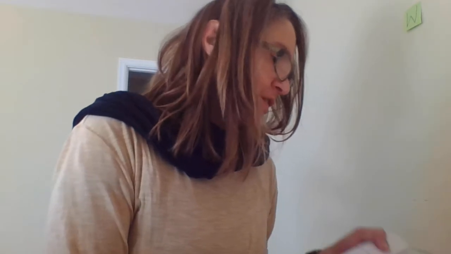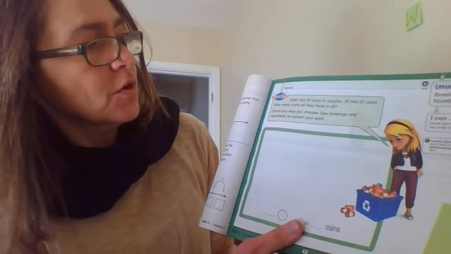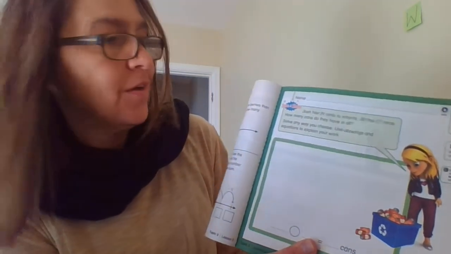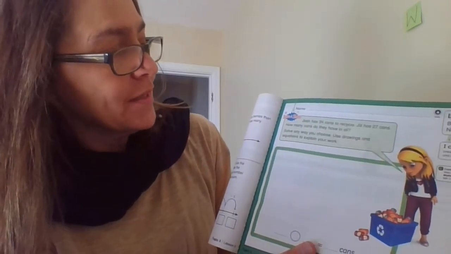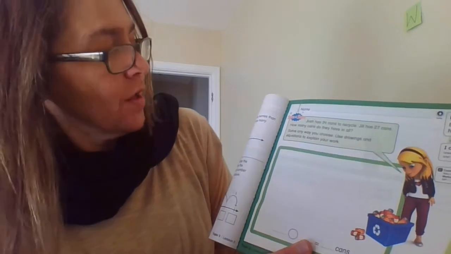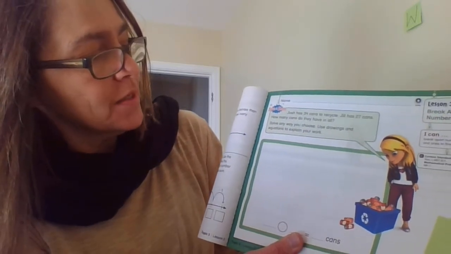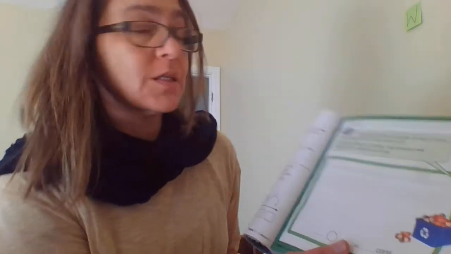Let's get started with the solve and share. It asks you to, Josh has 34 cans to recycle. Jill has 27 cans to recycle. How many cans do they have in all? Solve any way you choose. Use drawings and equations to help explain your work.